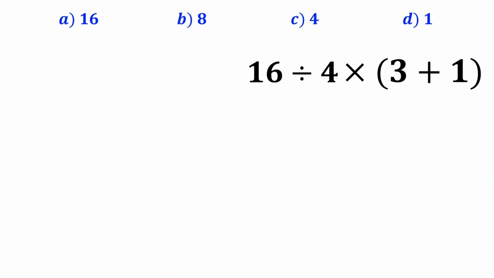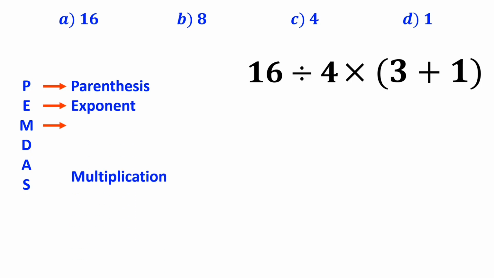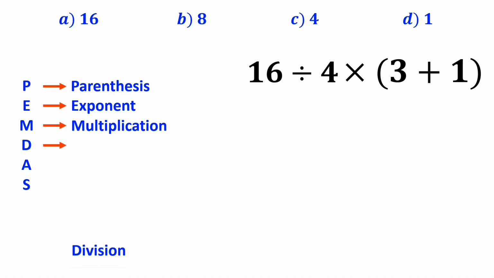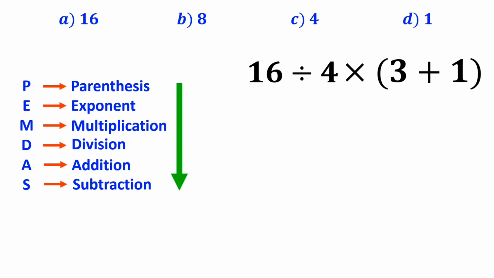To solve this question, we need to follow the PEMDAS rule. In this rule, P stands for parentheses, E stands for exponent, M stands for multiplication, D stands for division, A stands for addition, and S stands for subtraction. We have to follow the order of operations I told you, step by step from top to bottom.